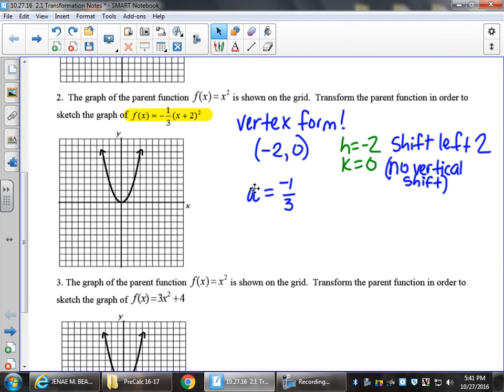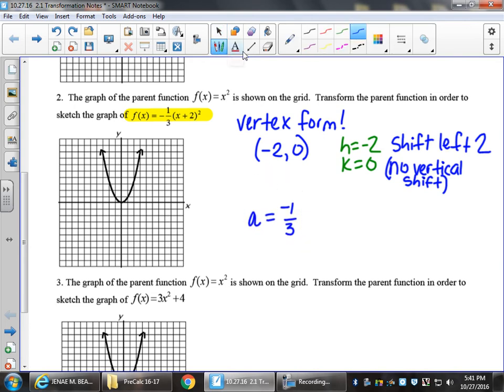Let's talk about what happens with this a value being negative 1/3. The fact that it's negative, I now know that this entire parabola will now open down because I have a negative a value. And then ask yourself, will the parabola be more wide or more narrow? Well, I know 1/3 is greater than 0 and less than 1. So this will be more wide.